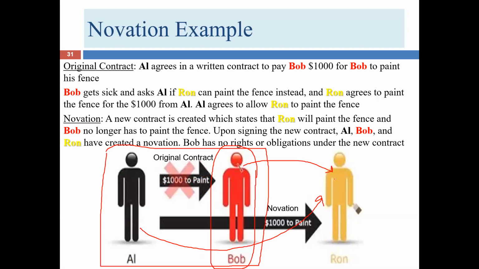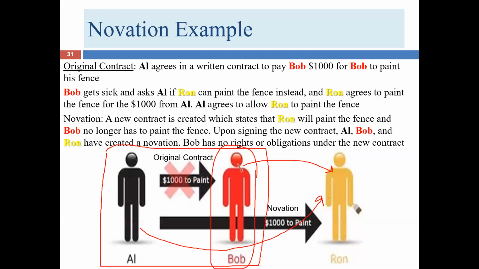Maybe Ron's an awful painter. Maybe he doesn't know what he's doing. Ron White doesn't know how to paint worth anything. So Bob's a very skillful fence painter, and Ron White's an awful fence painter. So when Ron White's done painting the fence, Al looks in and goes, "I don't want to pay $1,000 for this. This is awful work." And so Al refuses to pay the money. Well, maybe Ron sues Al for the $1,000, and Al sues both Bob and Ron for the poor paint job.